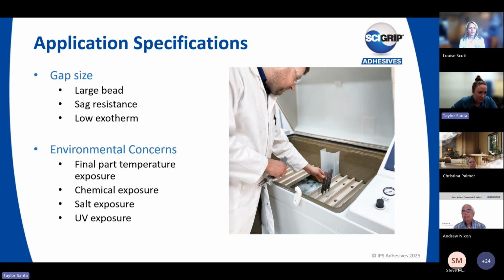So finally, the last specification we're really going to talk about today is what types of conditions the final bonded parts are going to experience after the adhesive is actually cured. So many different MMA adhesives are designed to withstand certain environmental conditions. For example, the SCIGRIP SG800 series was designed to hold its strength when going through high heat processes such as powder coat cycles, high heat paint bake, post bake cycles.